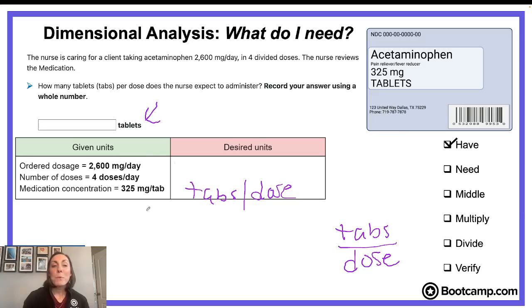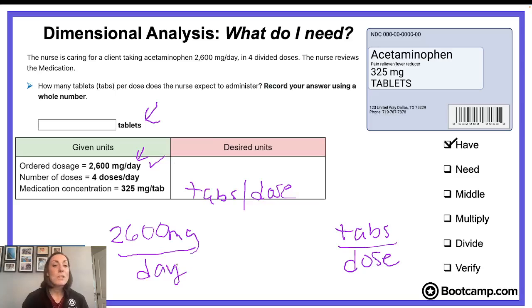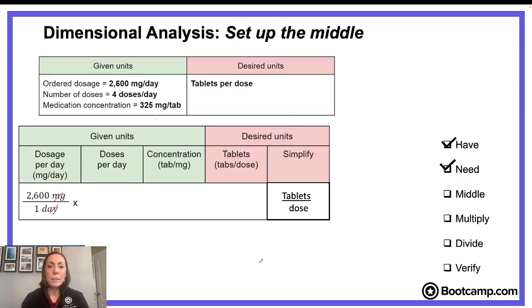And then remember, what are we putting on the left side? You're putting any of your given information to start with. So I'm starting with this one, our 2,600 milligrams a day. And I check it off as I go, just to make sure I don't accidentally re-plug in a number anywhere. All right, so now that we have the start of the equation set up, we know where we're starting and where we're going, we can fill in our other numbers.